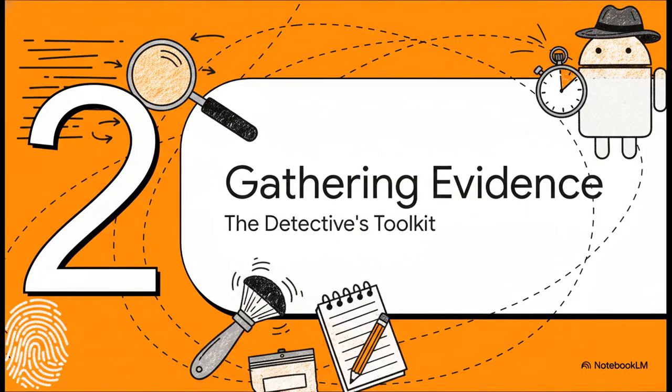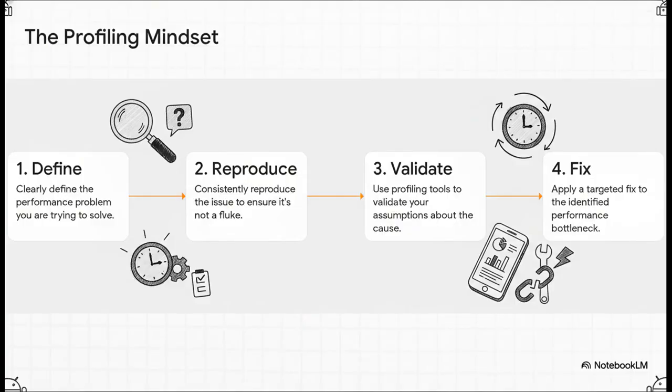To crack this case, we can't just guess what's wrong. We need the right tools to gather hard evidence and pinpoint exactly where the slowdowns are happening in our code. You know, any good detective follows a process, right? This 4-step mindset is what keeps our investigation on track. First, clearly define the problem. Then, reproduce it reliably.